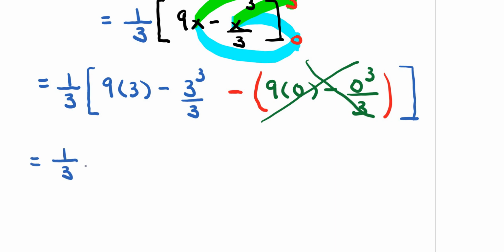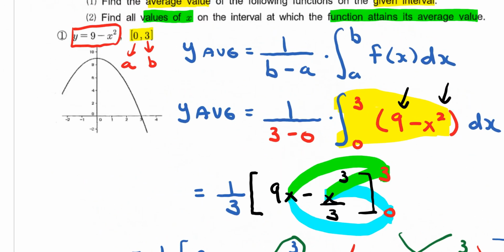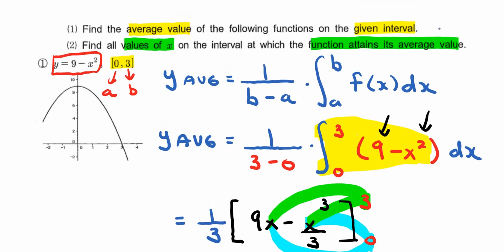So this will be 1/3, open bracket, 9 times 3 is going to be 27, minus, and then 3 to the power 3 is 27, and 27 divided by 3 is going to be 9. Okay, so now we have 1/3 times 27 minus 9, which is 18. And 18 divided by 3 is going to be 6. So our average value here is going to be 6. Okay, now let's go back to the original problem here. That's part 1. So the average value is going to be 6.